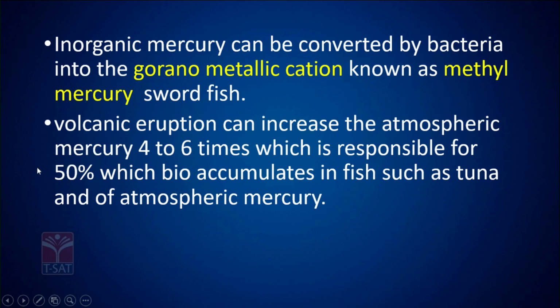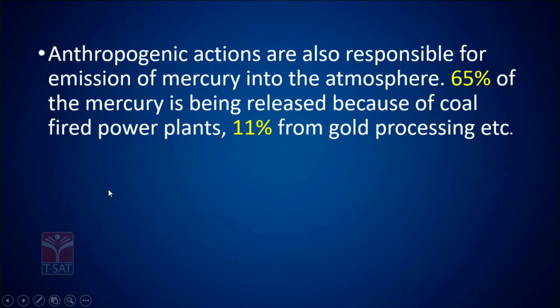So, this might be a question. What is the main factor for the mercury in the atmosphere? Volcanic eruptions, 50%. Anthropogenic actions. Anthropogenic means man-made factors. Actions are also responsible for the emission of mercury into the atmosphere. 65% of the mercury is being released because of coal-fired power plants, 11% from gold processing. So, anthropogenic factors are these. One is coal-fired power plants, the second is gold processing. Can be a question: the percentage of mercury released into the atmosphere through coal-fired power plants and gold processing.